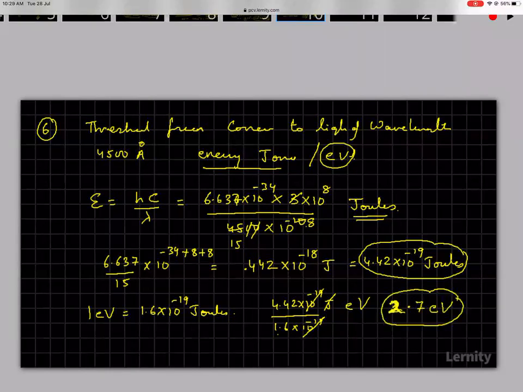Okay, so this is the second part of it. I have first found out the energy in joules. Once I found out the energy in joules, I've converted it to electron volts by dividing it by 1.6 into 10 power minus 19. 10 power minus anything in the denominator, when it goes to the numerator, will become 10 power plus that much.